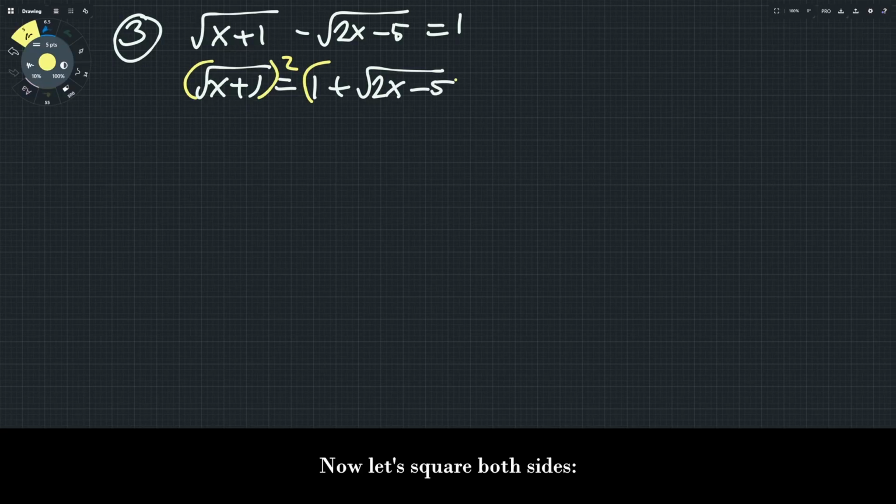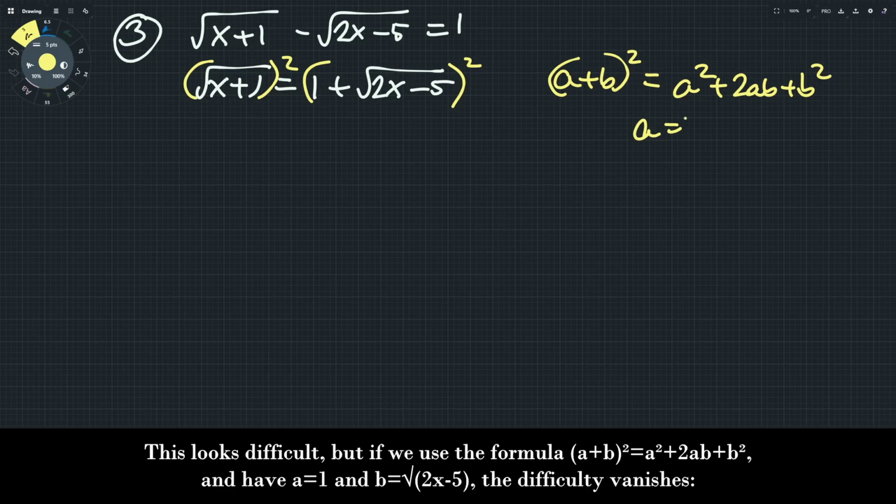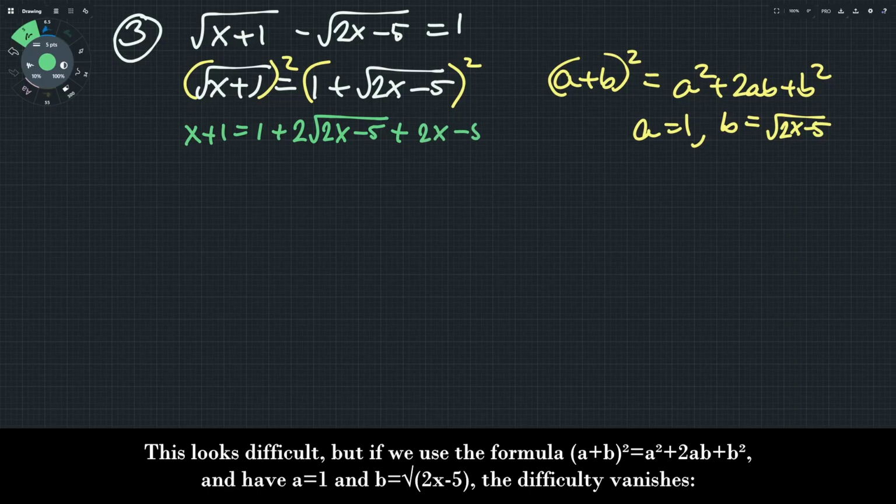Now let's square both sides. This looks difficult, but if we use the formula a plus b squared equals a squared plus 2ab plus b squared, and have a equals 1 and b equals the square root of 2x minus 5, the difficulty vanishes. We get x plus 1 equals 1 plus 2 times the square root of 2x minus 5 plus 2x minus 5.